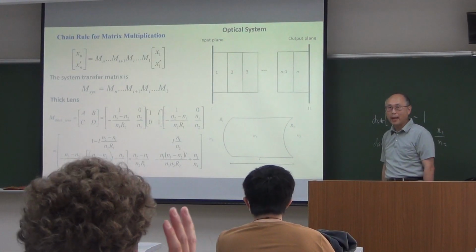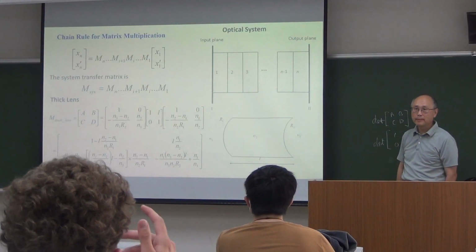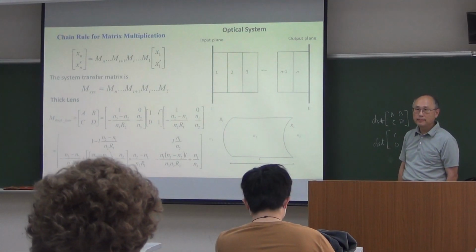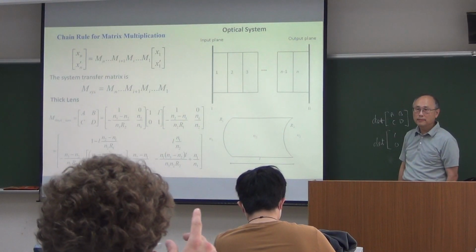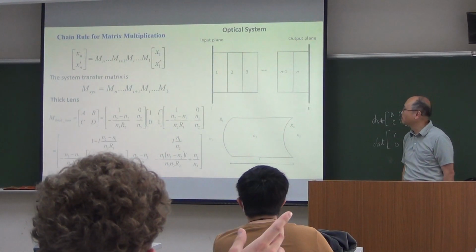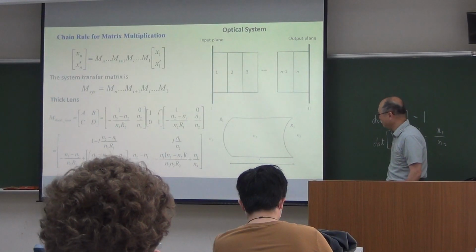I have a question. I don't know if you said it before, but on the transfer matrix multiplication, why is M1 on the last? Why is it like inverse? Reverse?